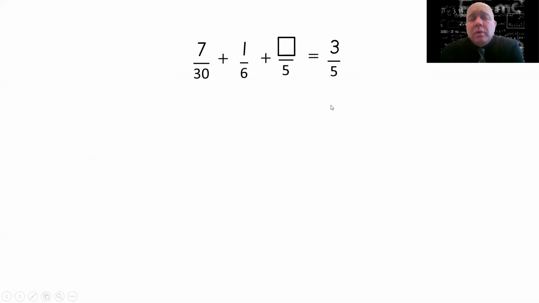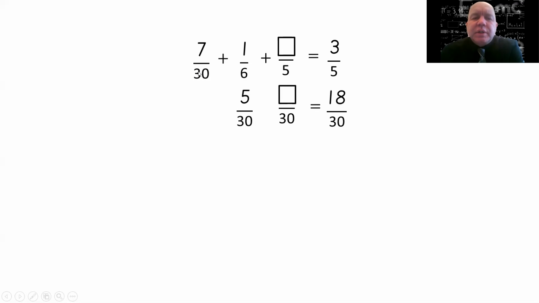Now we know we can only do addition of fractions if our denominators are the same. So let's make them the same. Let's make them all 30. So we've got 7 over 30 plus, well, 1/6. We're going to times top and bottom by 5 to get 5 over 30. Our missing numerator, we're going to have to times by 6 to get over 30. So we've got something over 30 equals 18 over 30 because we've multiplied by 6, top and bottom.